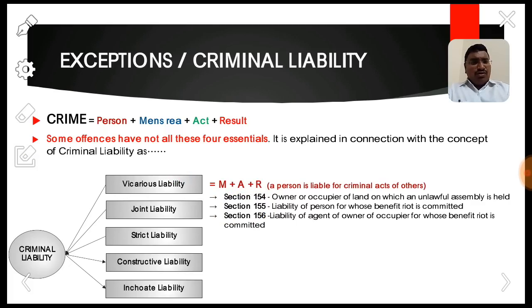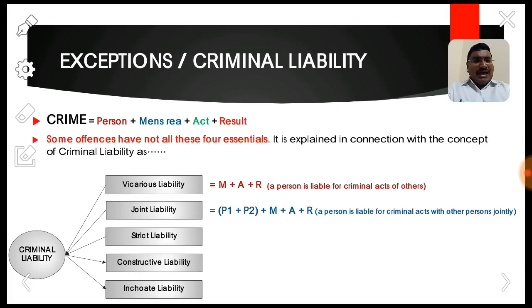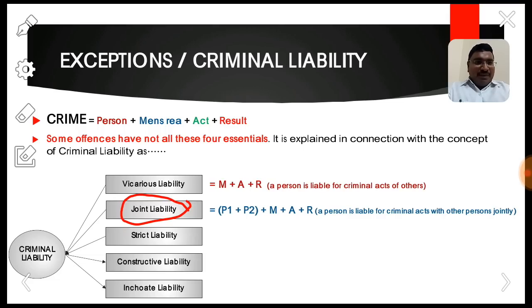The next kind of criminal liability is joint liability. Here, a person is liable for criminal acts jointly with other person or other persons. It is known as joint liability. The name itself implies that one person along with other persons is jointly liable for certain acts.